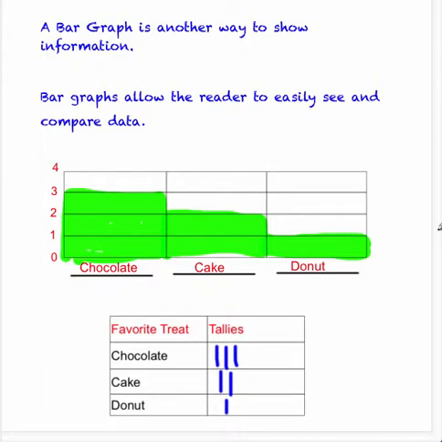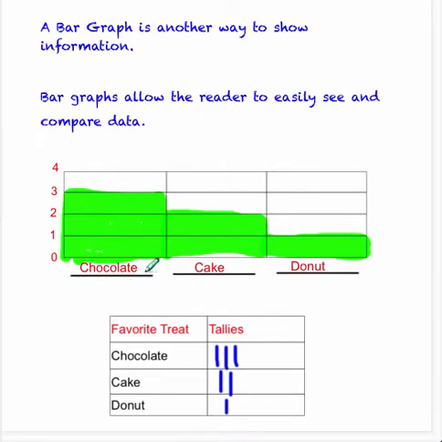Now that the graph is shown, I can use this graph to think about my data. If I wanted to know which treat was there the most of, I could look at this bar graph and find the tallest bar right here and easily see that I have the most of chocolates.